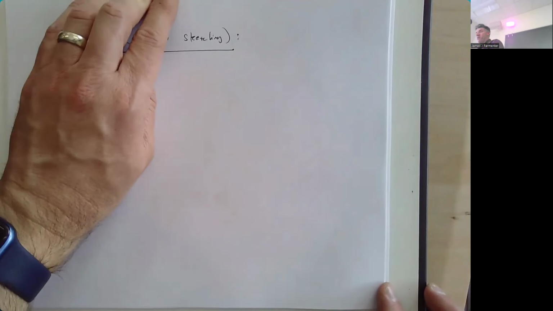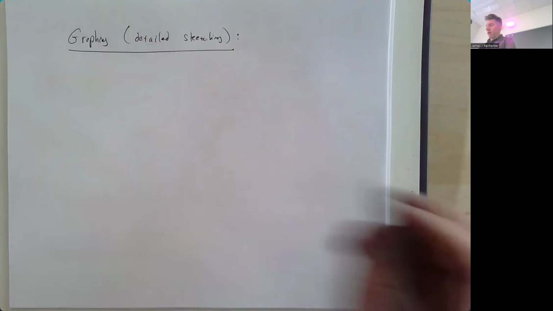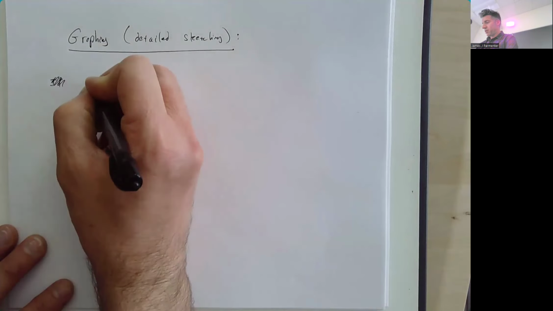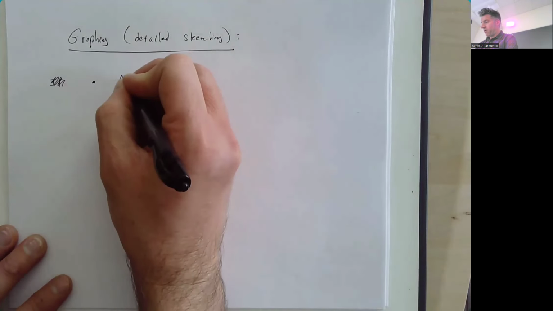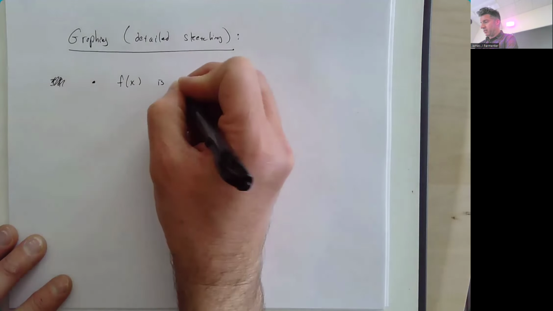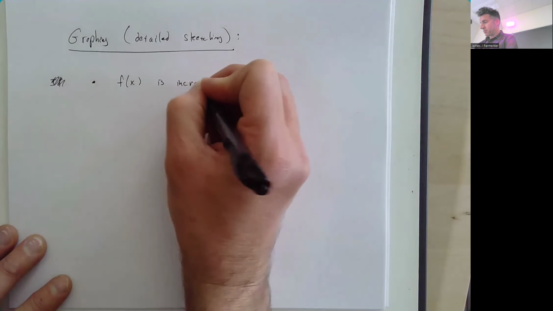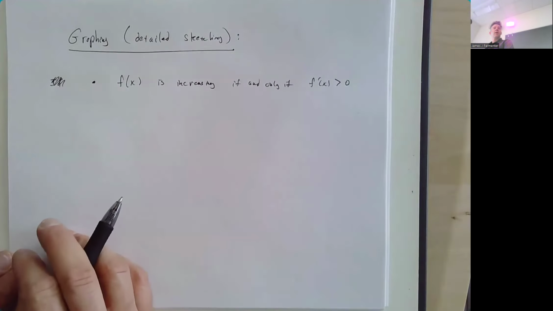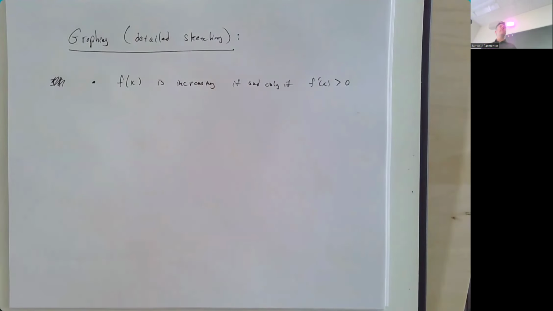Something important that we need to know, although we've certainly been using this fact for a while, is that f of x is increasing if and only if f prime of x is positive. So a function is increasing is equivalent to saying its derivative is positive.